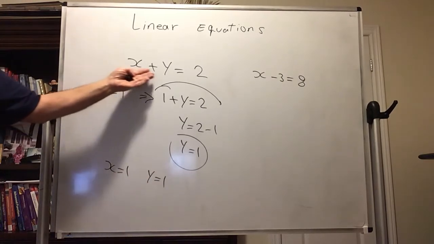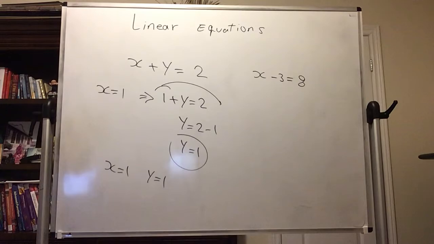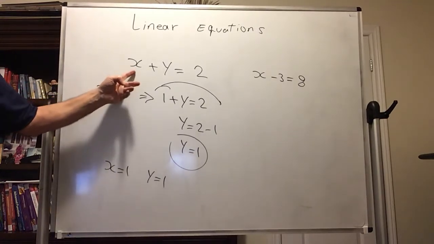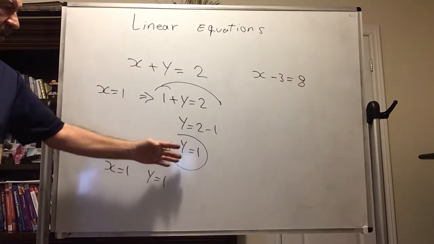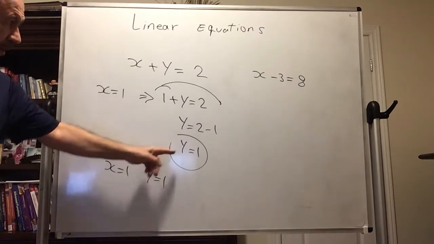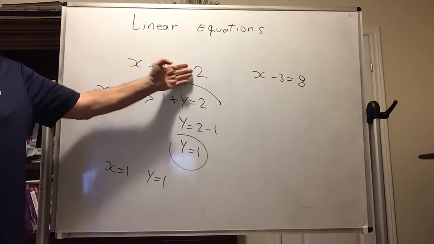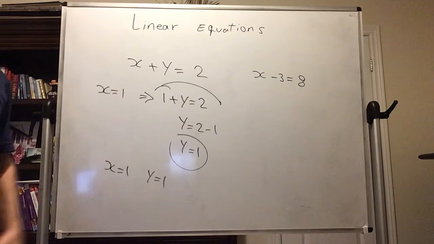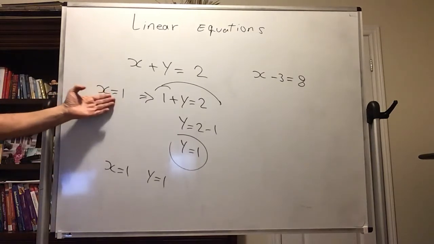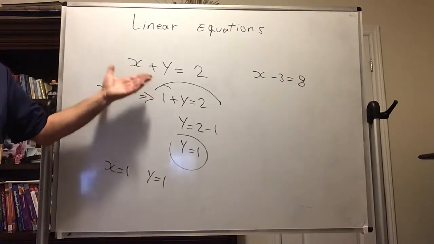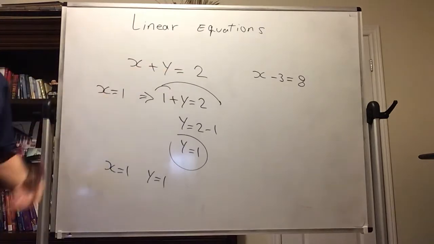But in this equation, x plus y equals 2, if instead of x I substitute 1, and instead of y I substitute again 1, then 1 plus 1 is going to be 2. The left side and right side are going to be equal. So x equal to 1 and y equal to 1 is the solution of this equation.